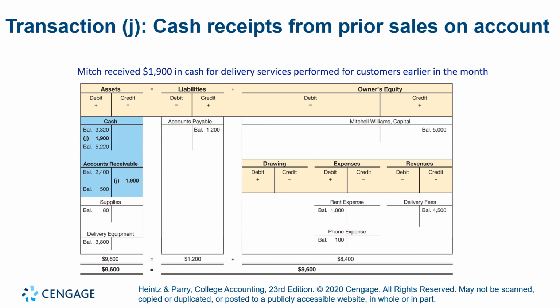In transaction J, Mitch receives $1,900 in cash for the delivery services he performed for customers earlier in the month. So I know my cash is going to increase by $1,900. So here's my assets, cash increasing by $1,900. So now I have $5,220 in cash. And then I need to decrease the amount that people owe me, right? So they don't owe me $2,400 anymore. I'm subtracting $1,900 on the credit side. So their new balance is $500.